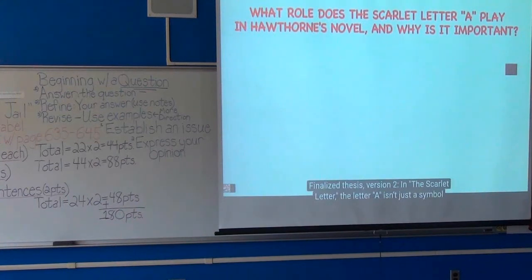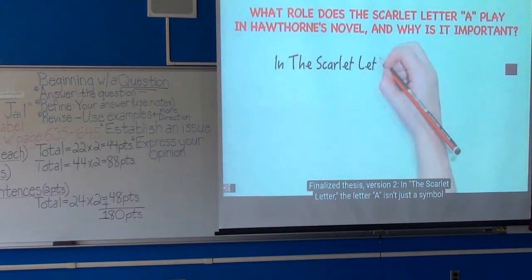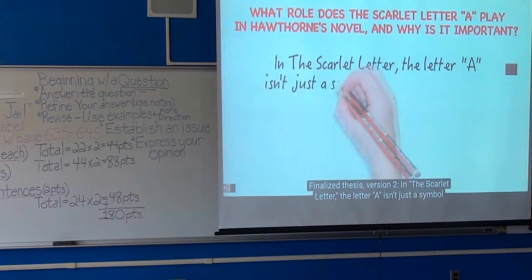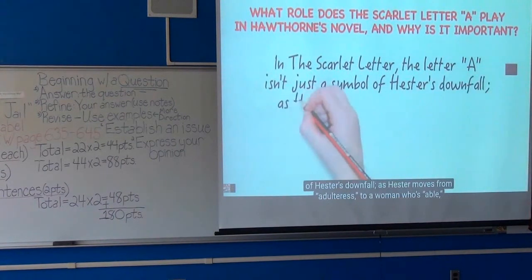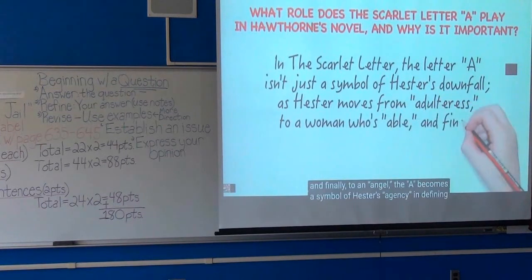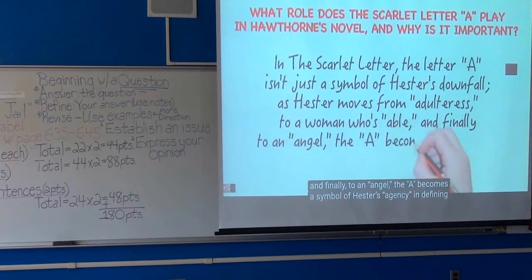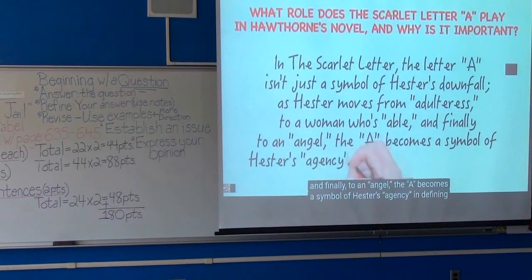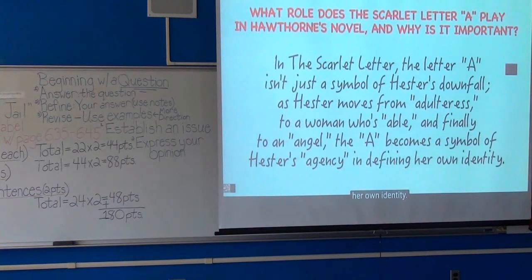Finalize thesis version 2. In the scarlet letter, the letter A isn't just a symbol of Hester's downfall. As Hester moves from adulteress to a woman who's able, and finally to an angel, the A becomes a symbol of Hester's agency in defining her own identity.